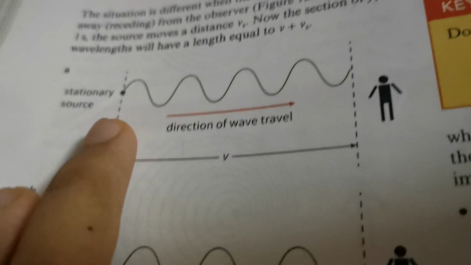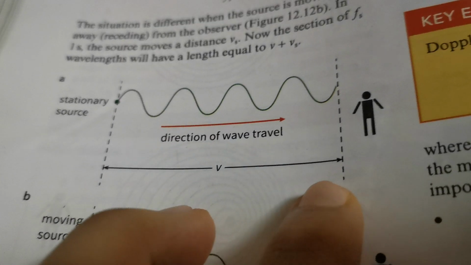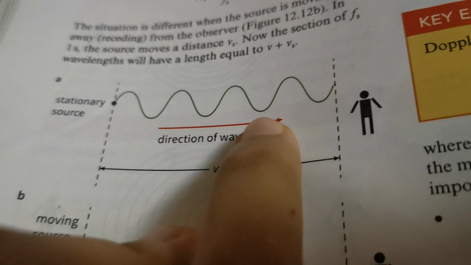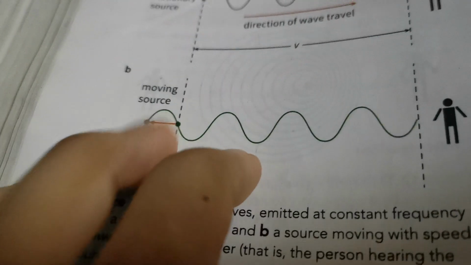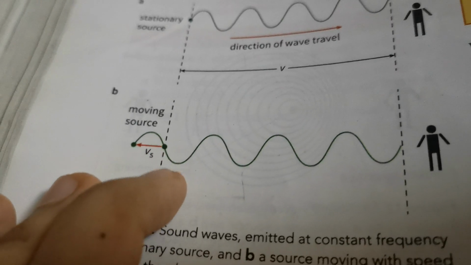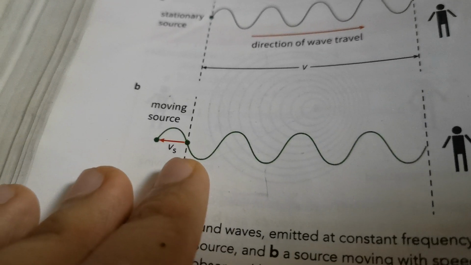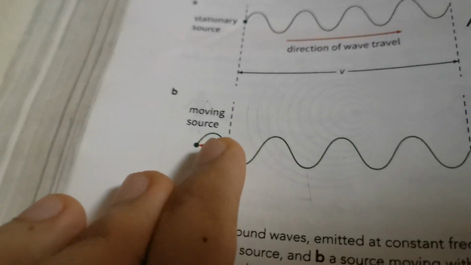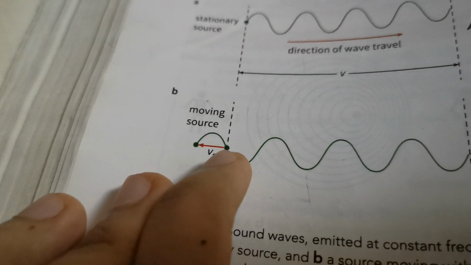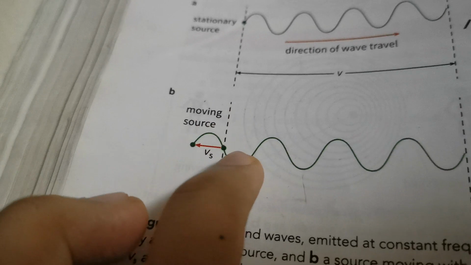Now since the object is stationary here, the speed will be v, and that's the speed of the wave. There's nothing going on. And now when it's moving away, there is an added speed right here. This added speed is the speed of the source, so this is the velocity of the moving object. Thus we take the speed of the motion of the vehicle or object.